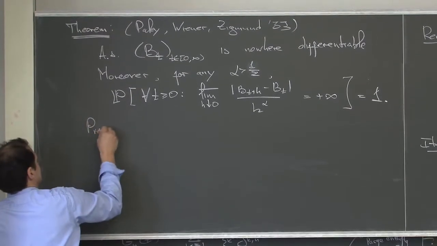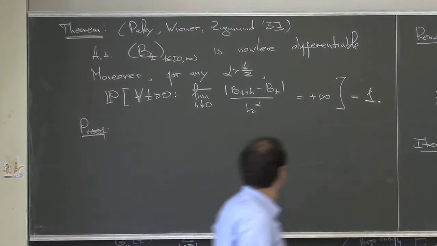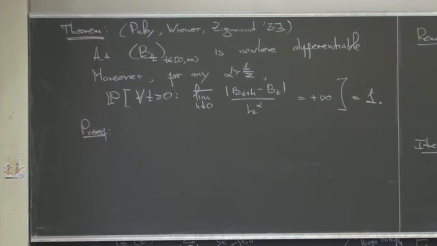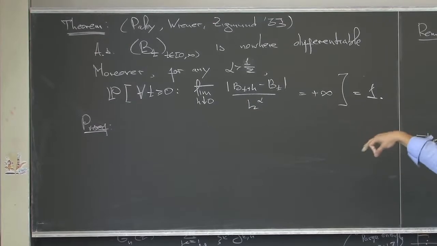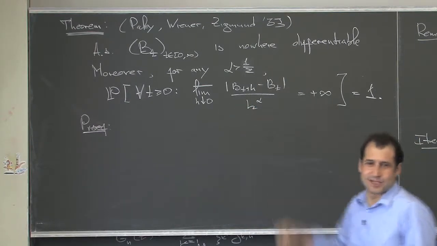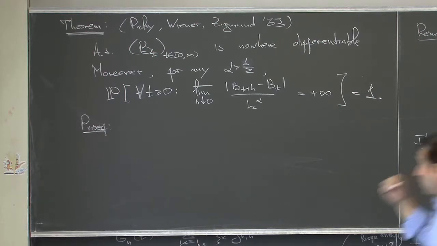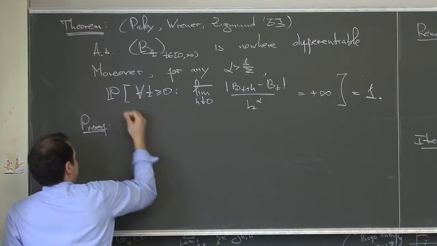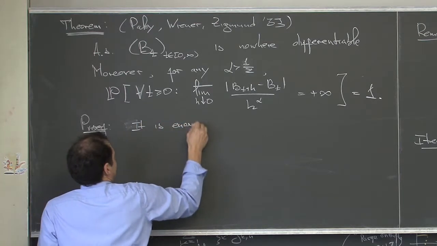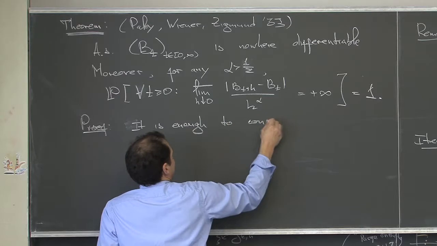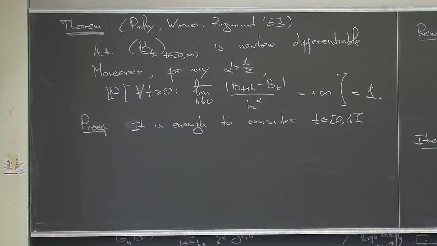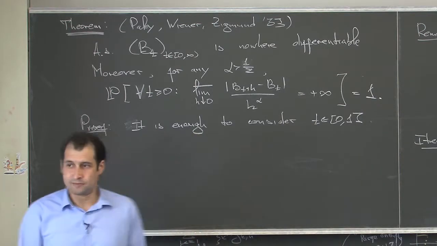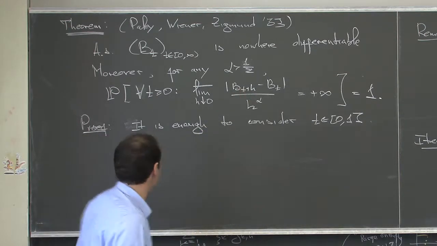So let us prove it. And what I suggest is to think about alpha equals 1. I will write it in the general case, but just think about alpha equals 1. So first, it is enough to consider only, say, the interval [0,1], because the half line is a countable union of similar intervals, and we know that the increments are the same.